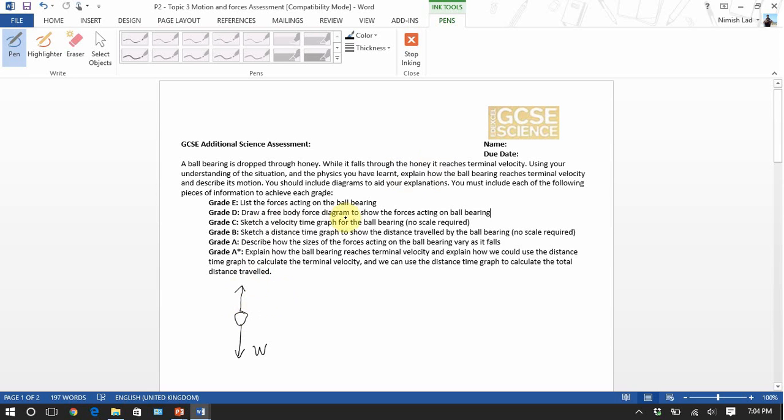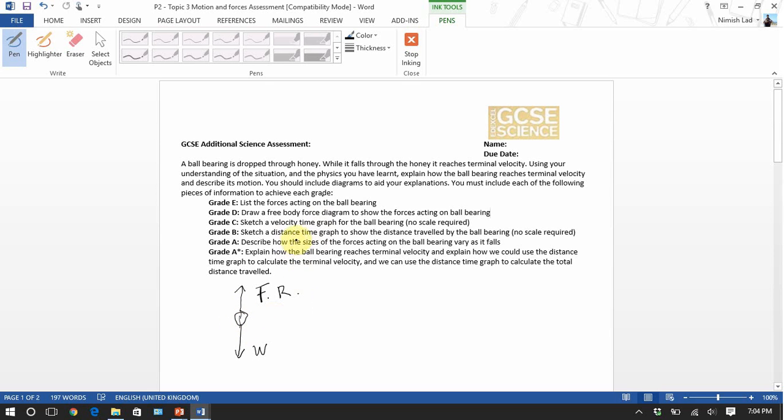Draw a free body force diagram to show the forces acting. So if I just call that FR, we know it's fluid resistance, but it could be air resistance if it was in the air. So draw a free body force diagram to show the forces acting on the ball bearing. There we go, that's what we call a free body force diagram. Remember, the arrows need to touch the object. Technically they should be from the centre of mass of the object, so they should be coming from the middle, something like that.